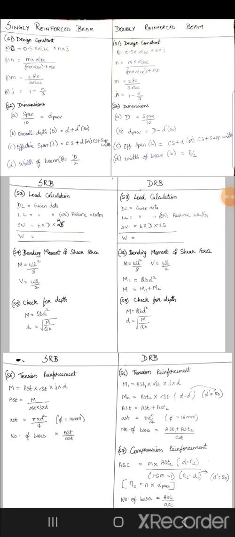Hello friends, in this video we are going to see the difference between the formula for singly reinforced beam and doubly reinforced beam.